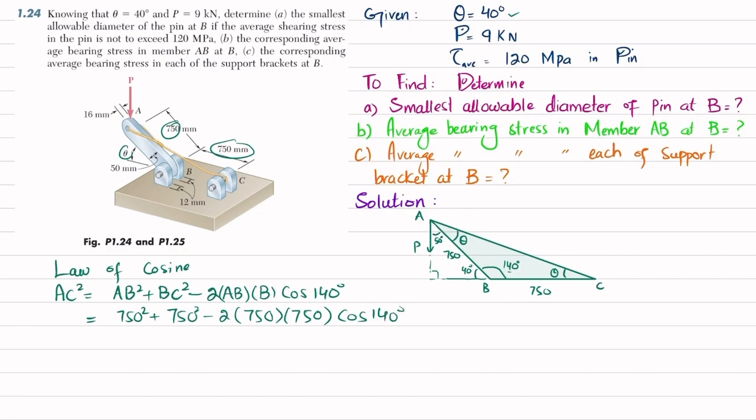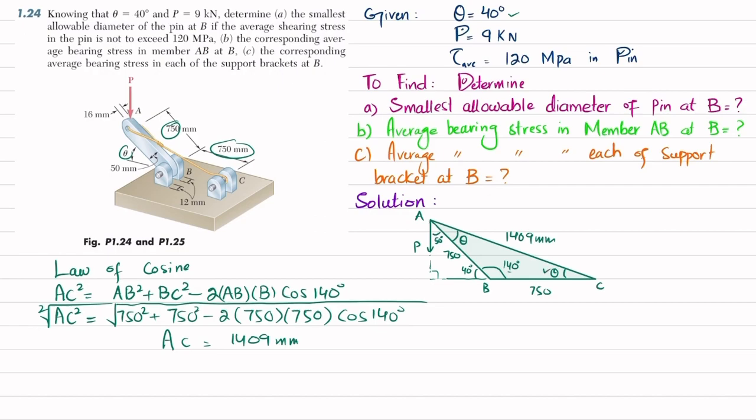That will be equal to AC. And if you take the square root on both sides, you will get AC, and this AC is equal to 1409 millimeter. So this AC is 1409 millimeter.